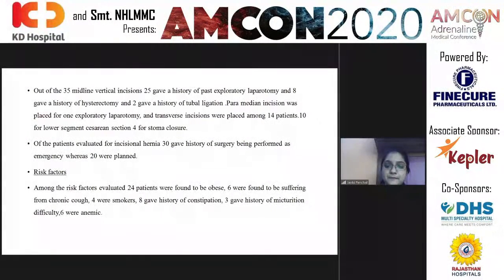Out of 50 patients, 30 had emergency surgeries and 20 were planned surgeries. In risk factor evaluation, 24 patients were found obese, 6% had chronic cough, and 4 were smokers. 8 had history of constipation, and 3 had history of micturition difficulties.